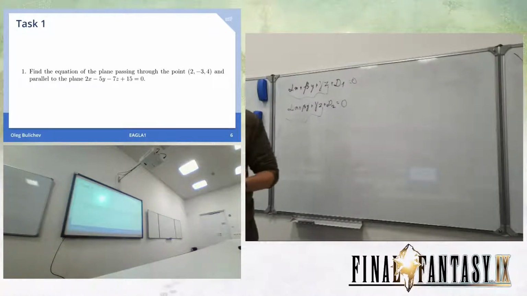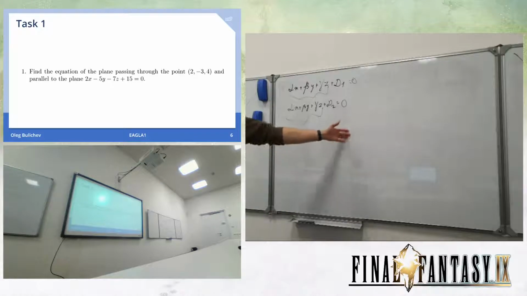Yes, we know A, B, C, and D, so we can construct our general form. Try to solve it using your way. I have D equals minus 9. Okay, try to solve this task, or you can show it to us.